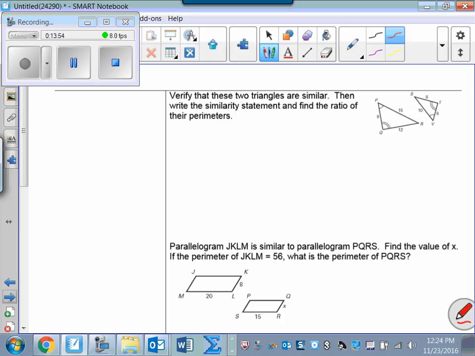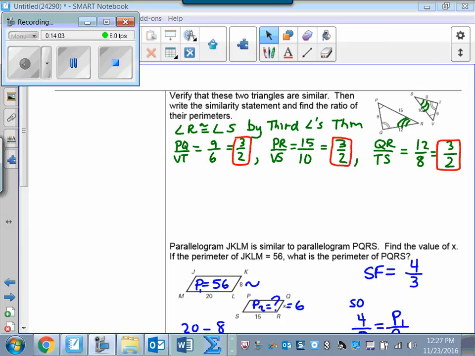All right. We've got 2 more problems here. I want you to pause the lesson here, work these, and then come back and check. All right, let's see how you did. Verify that these 2 triangles are similar.